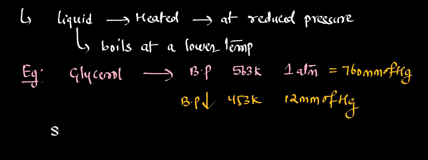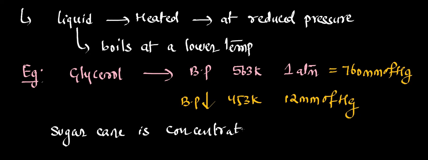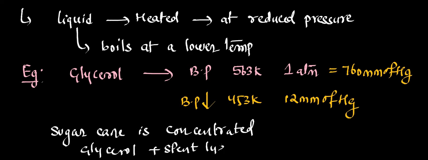The other example is sugarcane concentration. Sugarcane is concentrated with the help of the same technique, that is, distillation under reduced pressure. And glycerol from the spent lye: from the mixture of glycerol and spent lye, glycerol is separated with the help of the same technique. In the soap industry, in the saponification process, glycerol is along with some alkaline content. So how is this glycerol removed from the alkaline content? With the help of distillation under reduced pressure.